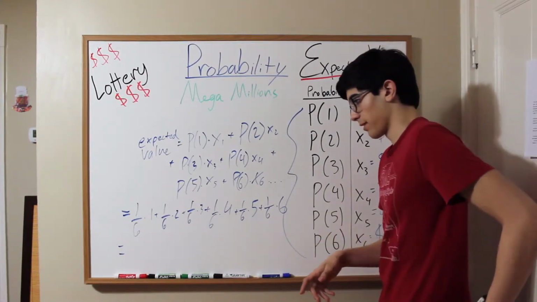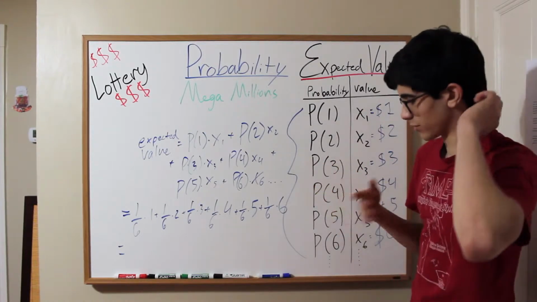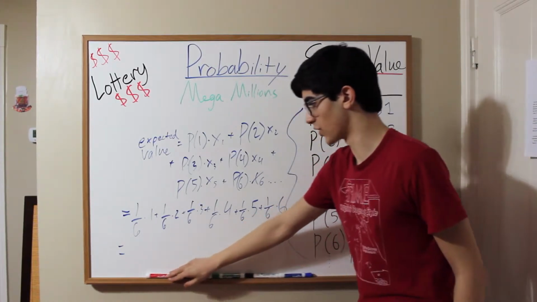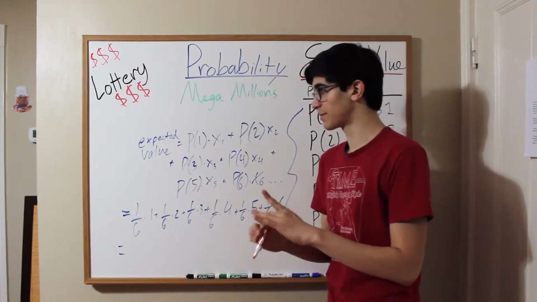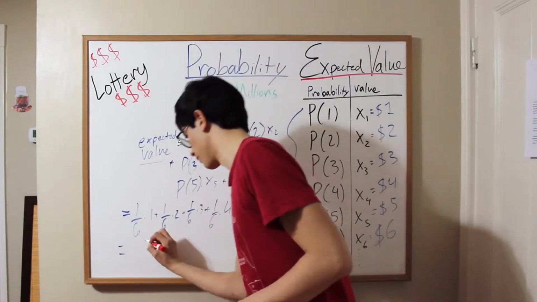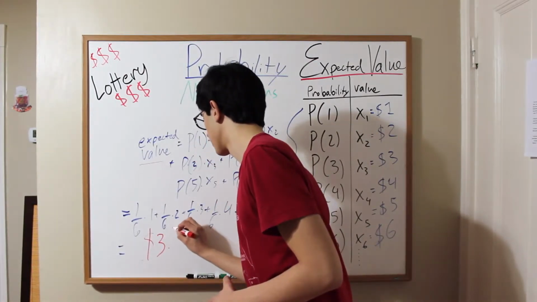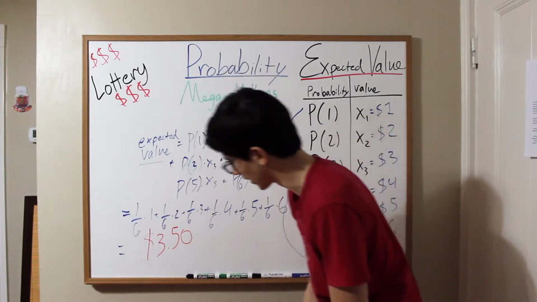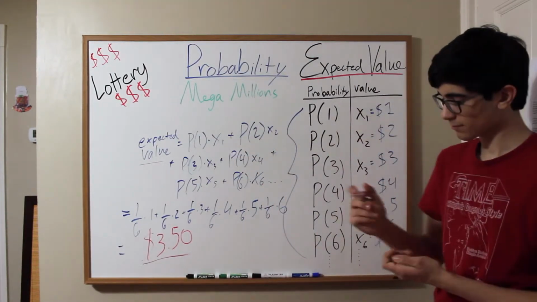So if we're doing dollar values, we're assigning dollar values to these things, you can expect the value of $3.50 from playing this game that I just made up. Okay, now that's a very important number.